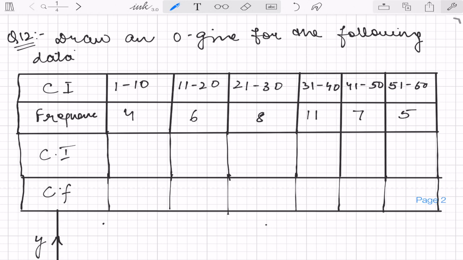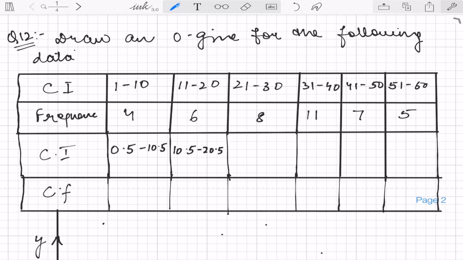So when we subtract 0.5 from 1, it becomes 0.5, and add 0.5 to the upper limit. So when we add 0.5 to 10, it becomes 10.5. So this is our first class interval, 0.5 to 10.5. Then 11 to 20. So 11 is the lower limit, so we will subtract 0.5 from this. So it becomes 10.5 to 20.5. 20 was the upper limit.